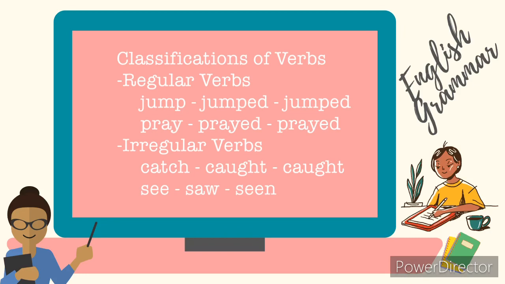Regular and irregular verbs are the classifications of verbs. Like what I said, regular verbs form their past tense and past participle form by adding -d or -ed. Meanwhile, irregular verbs are formed by either a change in spelling or sometimes no change at all. Say for example, jump to jumped to jumped, or pray to prayed to prayed. That's for regular verbs. While we have catch, caught, caught, or see, saw, seen for irregular verbs.